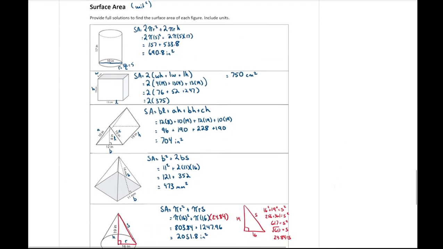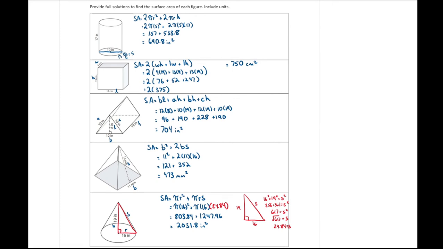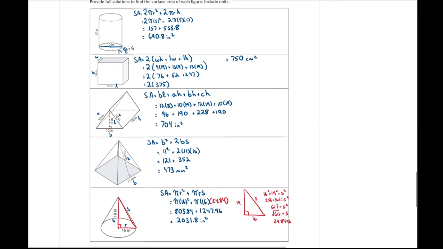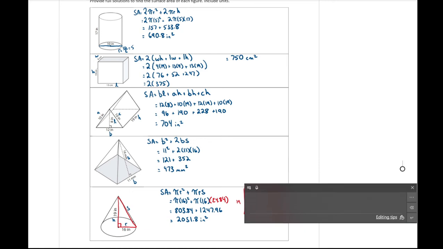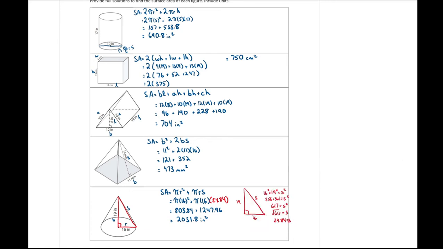And just for reference, when I was going through and solving these, I was using 3.14 for pi instead of the actual pi button. So again, if you were using the pi button, your numbers may be slightly different, because the pi button carries a lot more of the decimal places compared to just 3.14. So just keep that in mind if you are using the pi button. But again, 3.14 works just as well. You just may have slightly different numbers, but it shouldn't differ too much.